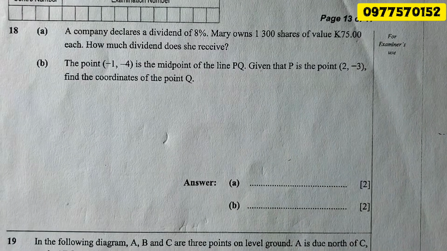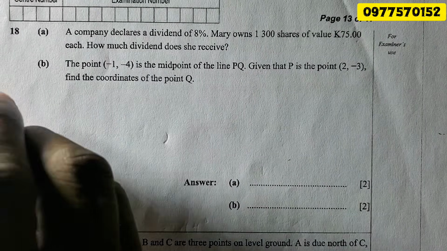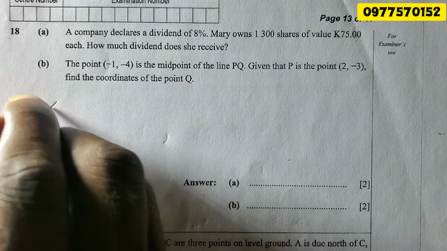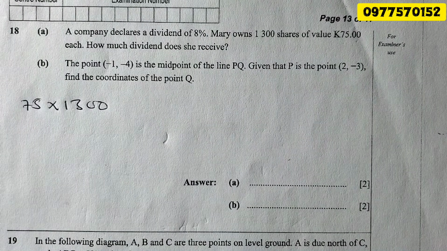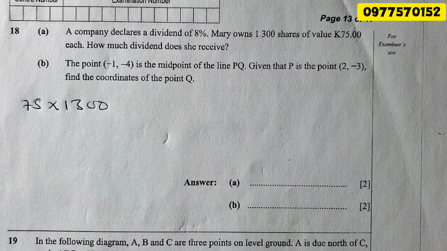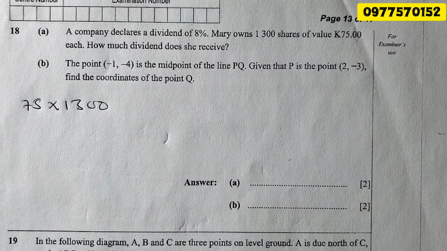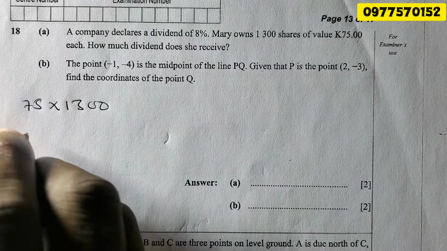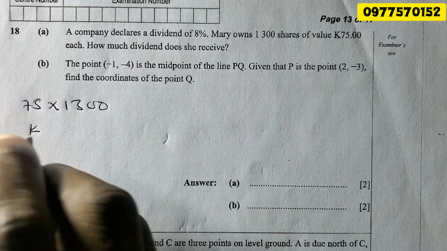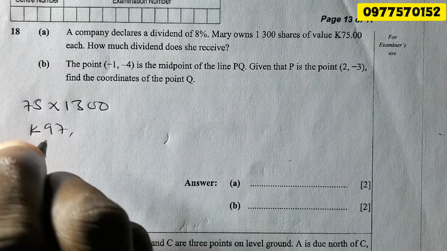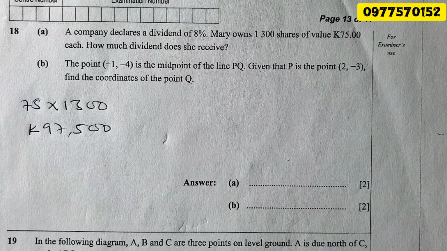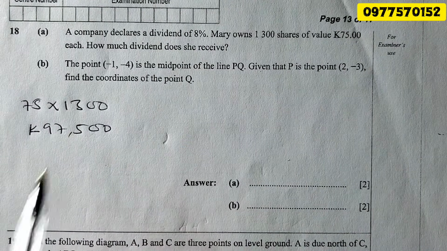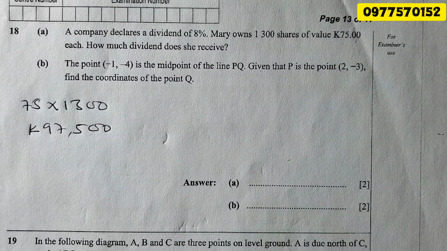So this is what we're going to do. We're going to say 75 hundred multiplied by 1,300. Are we together? 75 multiplied by 1,300. So the total cost is 97,500. Now we are going to find 8% of this amount.